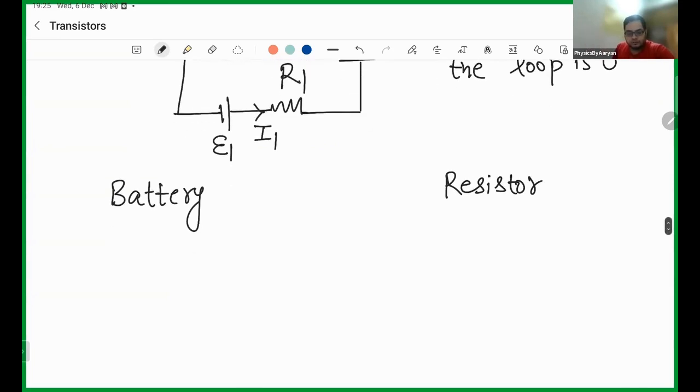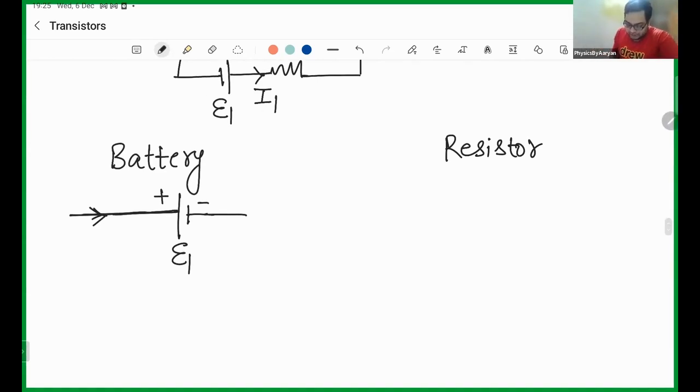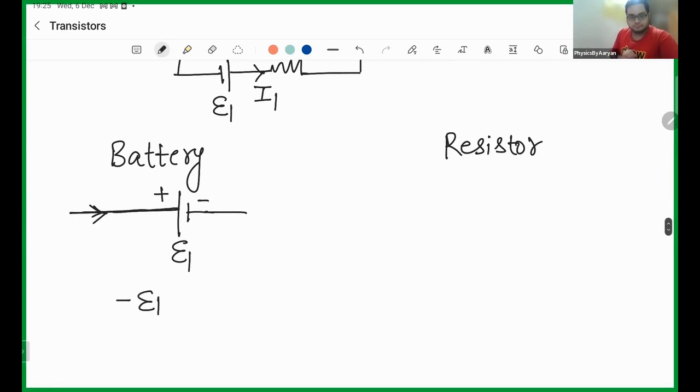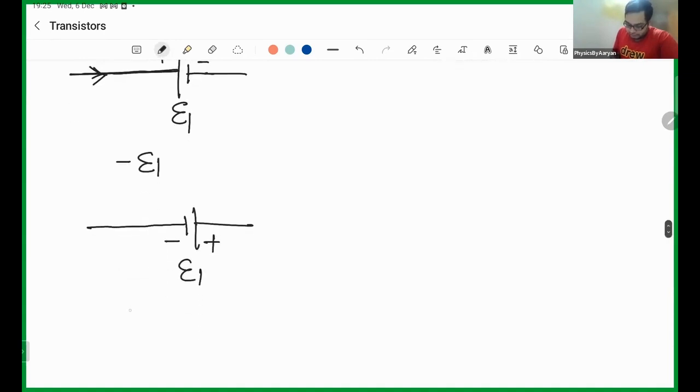Okay. So if you have a battery and let's say you are moving in this direction. First, when you're moving in this direction, you see the positive terminal of the battery and then the negative terminal of the battery, and you have an EMF E1. So if the first thing you encounter in the battery is positive, then you write minus E. But let's say you're moving in this direction and the first thing you see is the negative side of the battery. Then you will write plus E. This is a rule for KVL.